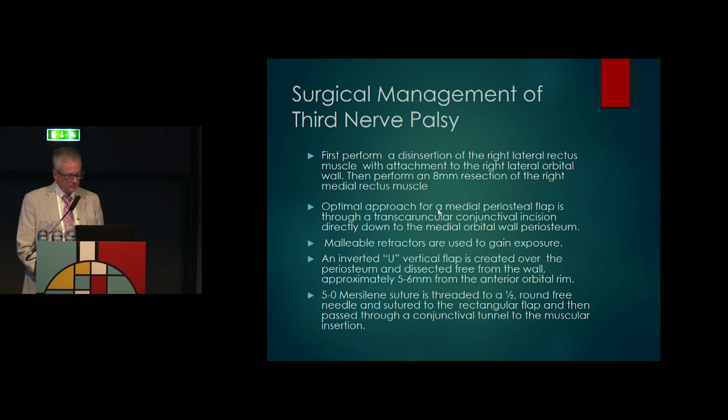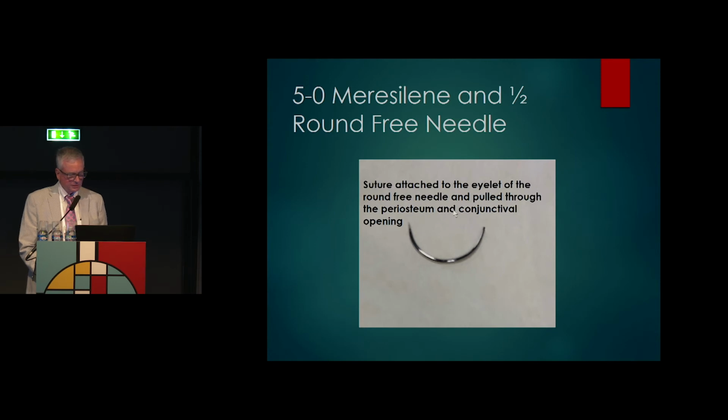We use a transcaruncular approach, malleable retractors, an inverted U, vertical flap, as opposed to what was in Dr. Rosenbaum's article. And a 5-0 Prolene suture threaded through a 1/2 round eyed needle. This is probably the key part of the presentation. The 1/2 round eyed needle is sutured to the rectangular flap and then passed through the conjunctival tunnel to the muscle insertion. This is the round eyed needle. It has an eyelet. You put the 5-0 Prolene suture right onto it.